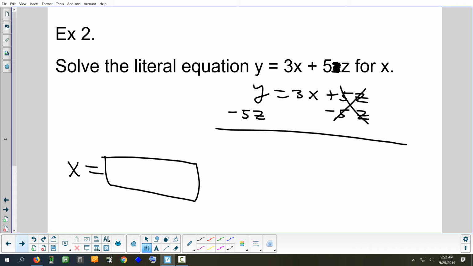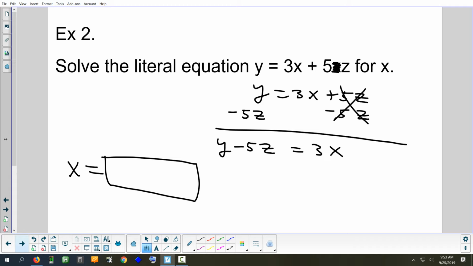So you got one thing away from the x, the 5z. How about y minus 5z? Can I combine them together? No. Don't combine things that have different letters. Just copy it down, except I'm going to write it like this: y minus 5z. What's on the right side now? 3x. Okay. So have we gotten the x by itself yet?